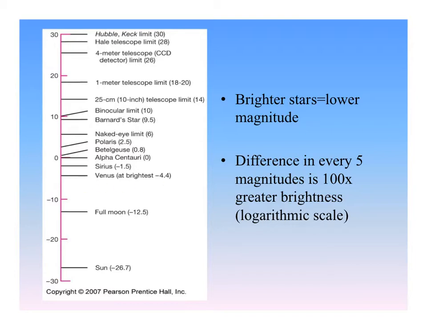So we can see Venus at its brightest. Venus is very bright right now. And we can see how far Hubble can view, which is a magnitude 30, and James Webb will be able to view at a magnitude 90. So this is a logarithmic scale in which every difference of about 5 magnitudes is 100 times greater brightness.